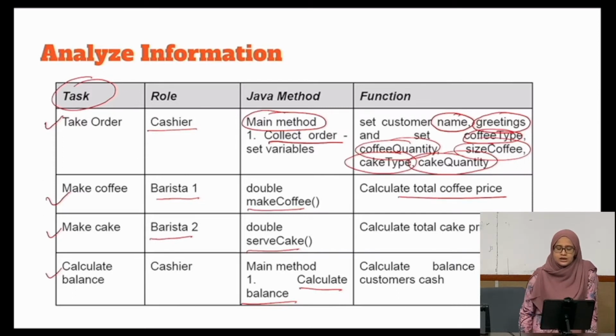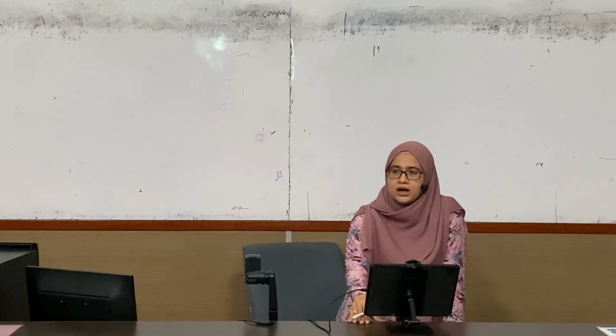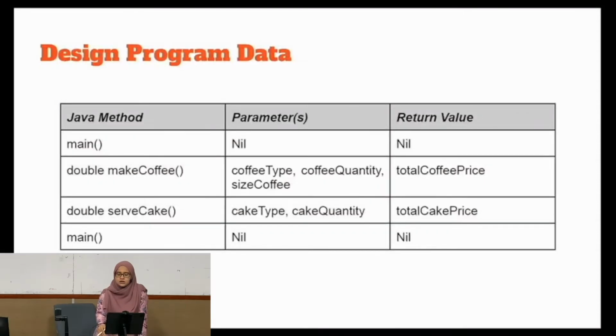And then barista 2, she will serve the cake. Again we will return a decimal value here, the value of the price of the cake. And last but not least, the main method. We come back to the main method to calculate the balance, because after making the cake and after making the coffee, only then will we have the value of the total price. And then we will calculate the total price here and then calculate the balance. Again, the balance is calculated based on how much cash is given by the customer.